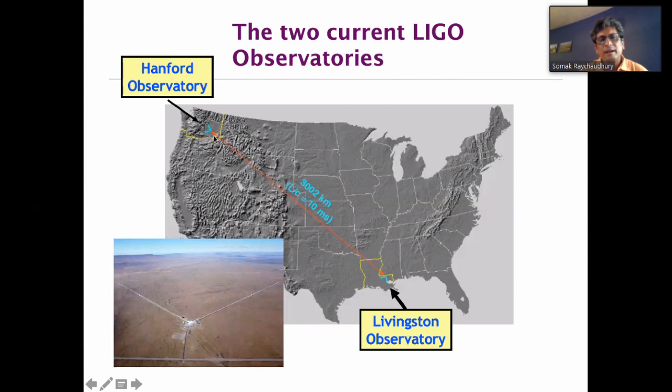One is in Hanford in Washington State, and the other in Louisiana. These are the two places separated by 3,000 kilometers, which first detected the gravitational waves that were detected in 2015. And it turns out that they came from the merger of two black holes many billions of light years away. Now, this system has been joined by a third system called Virgo in Italy from the European Consortium, but in India, we are going to build the third of the LIGO observatories, and the work is now starting.